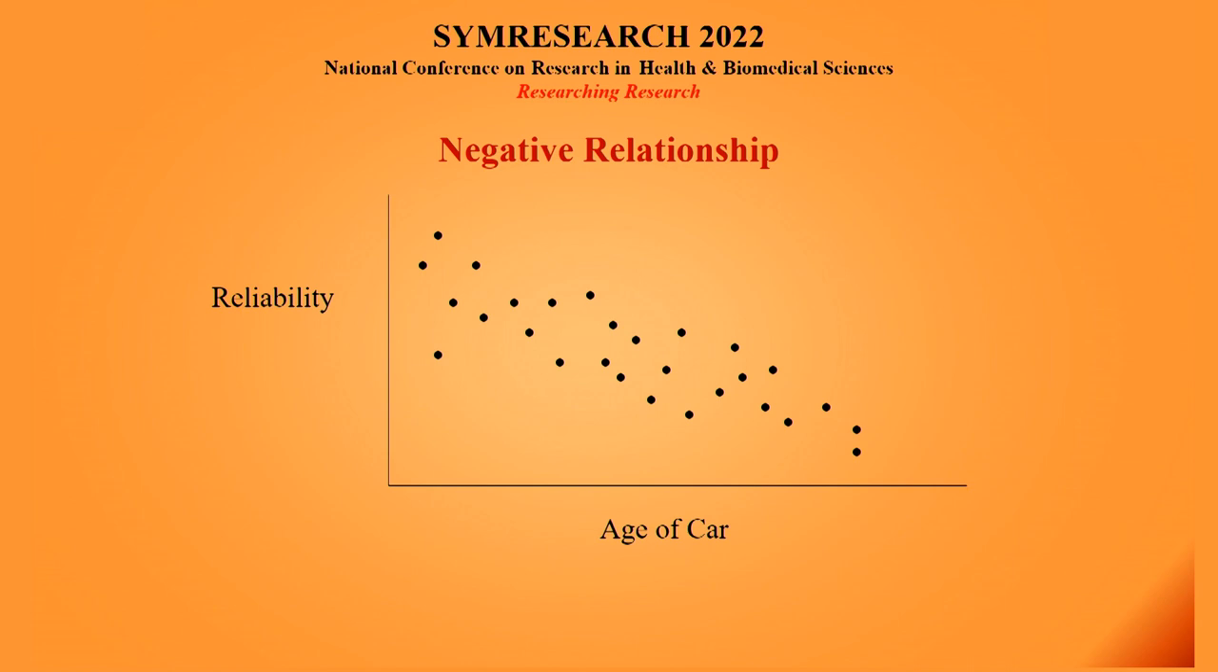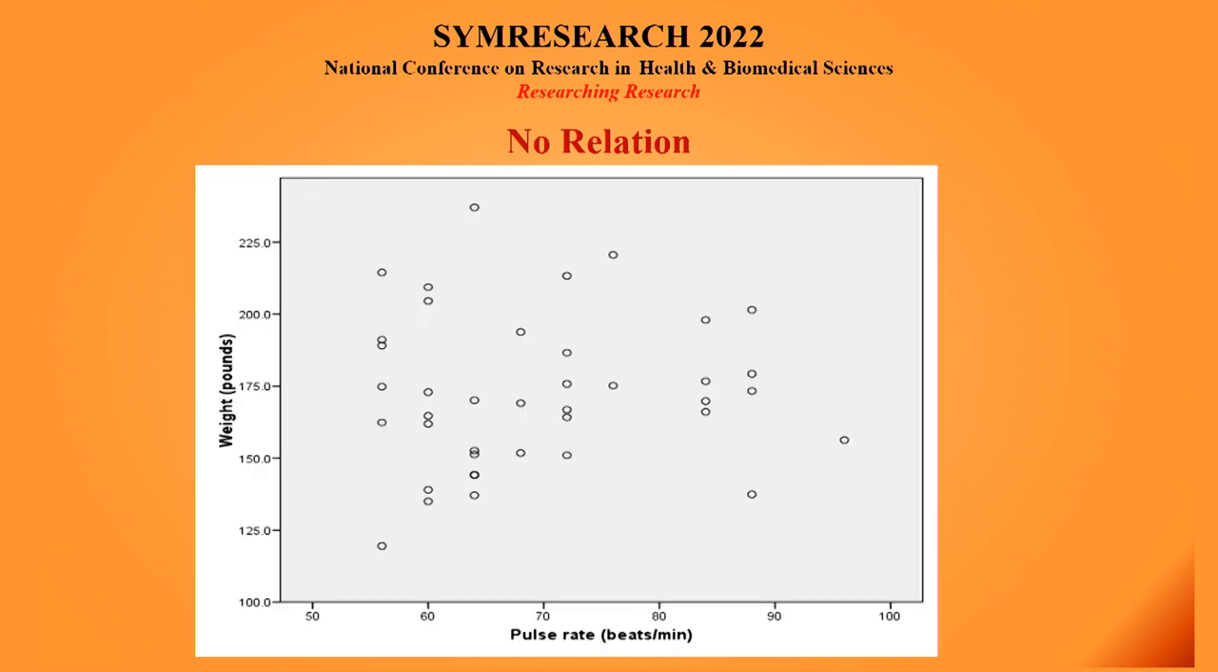And you don't see all the dots on the same line. If you see all the dots on the same line, that shows a stronger relationship or a perfect relationship. Right? Here you don't find any pattern visually. So that's why you say no relationship.